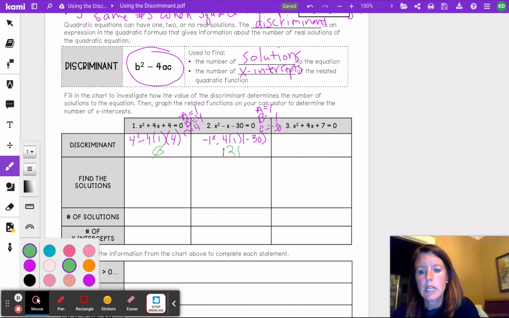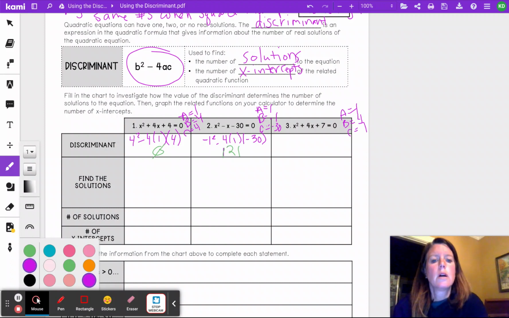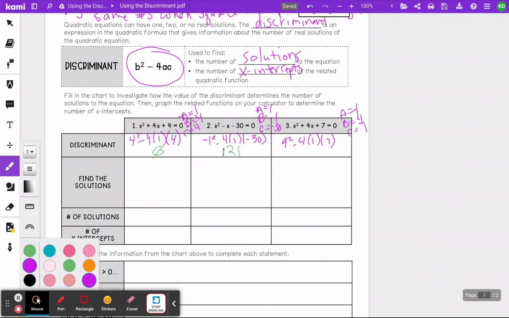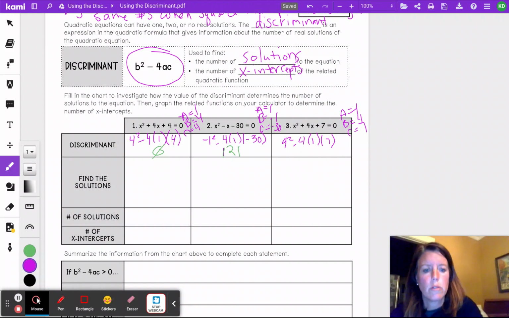Okay, next one. A is 1, B is 4, and C is 7. So we've got 4 squared minus 4 times 1 times 7. If you put all that in your calculator, that is -12.